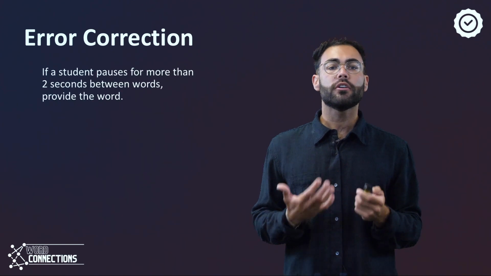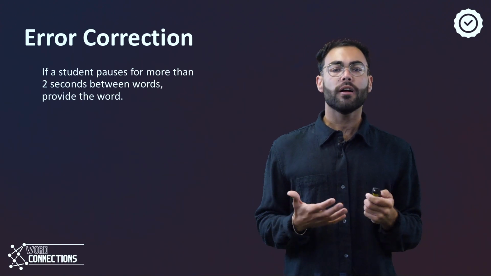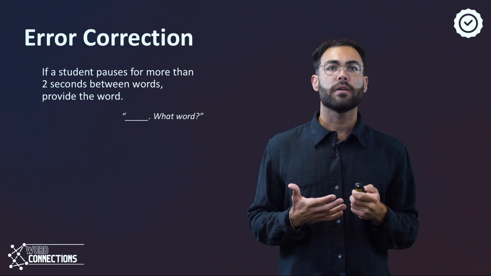Here are the error correction procedures for Speedy Read. If a student reads a word incorrectly or pauses for more than 2 seconds between words, you're going to provide the word. This prompt might sound something like this. Napkin. What word?